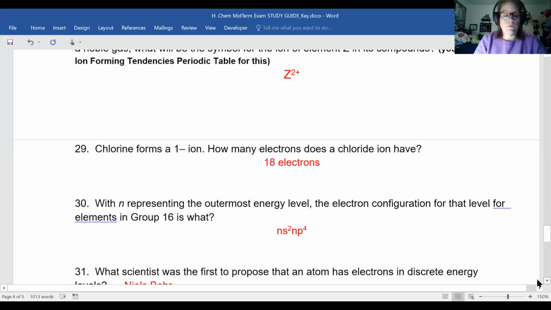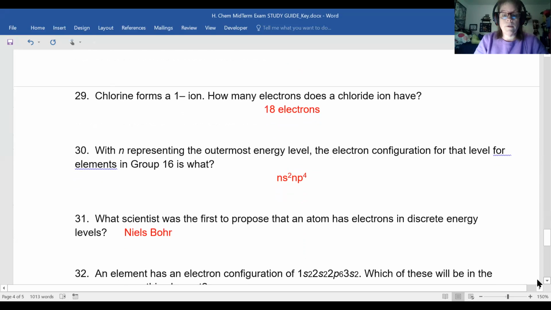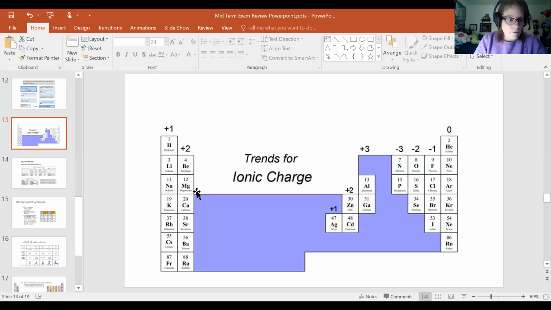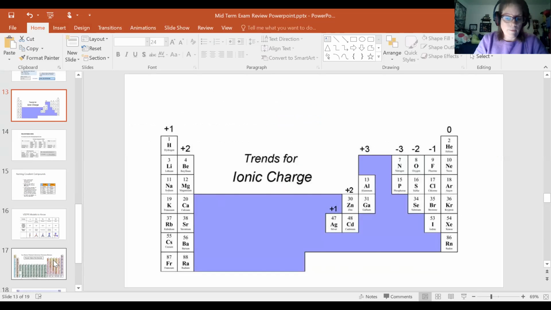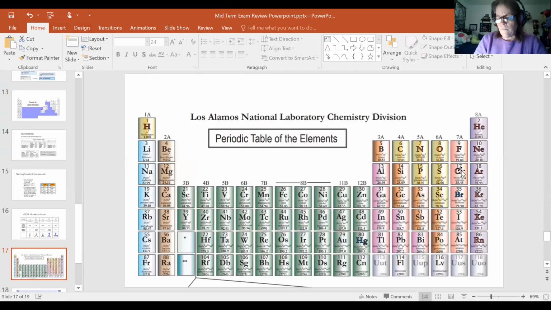29, chlorine forms a -1 ion, or 1 negative ion. How many electrons does chlorine have? All right, let's go look at that periodic table. Just want to look at a regular periodic table now. Let's see, there we go. So look at chlorine. Chlorine has an atomic number of 17. So chlorine in a neutral state has 17 electrons. But we said it has a -1 charge. That's telling you it's a negative ion that has gained 1 electron. So if it normally has 17 electrons and it has gained an electron, how many electrons does it have now? It has 18.